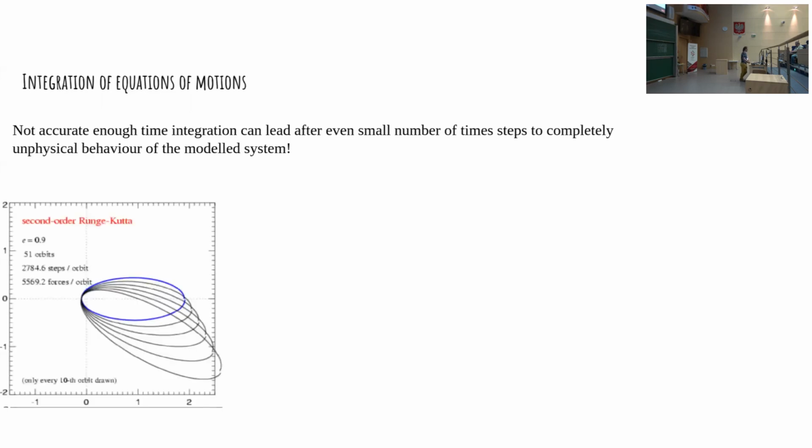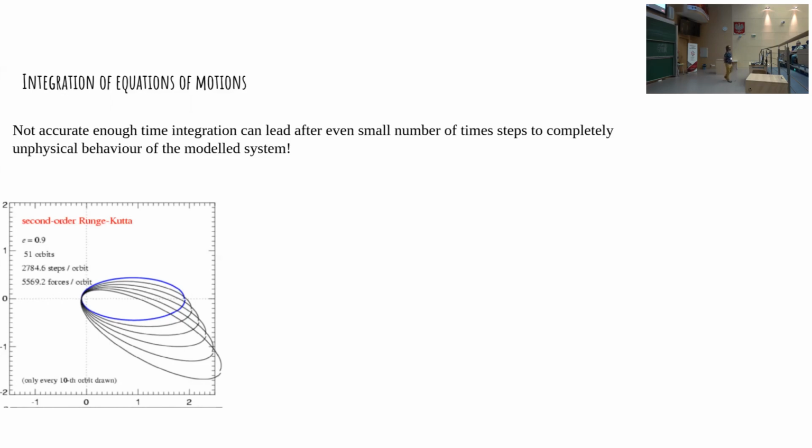So here's an example. Let's say you don't have sophisticated kick-drift-kick or drift-kick-drift, so you don't have this half momentum full position update or half position full momentum update in three separate pieces of the time step. We just use Runge-Kutta. Why not? Second order seems okay. Well, that's an example. What happens if you use the Runge-Kutta?